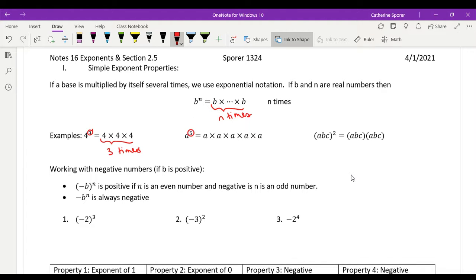a to the fifth means a multiplied by itself 5 times. abc to the second means abc multiplied by itself 2 times.